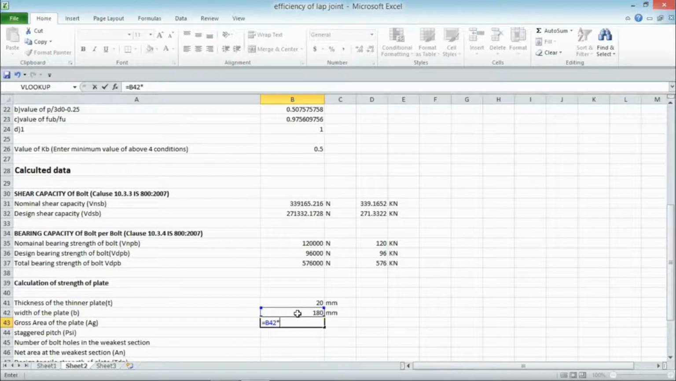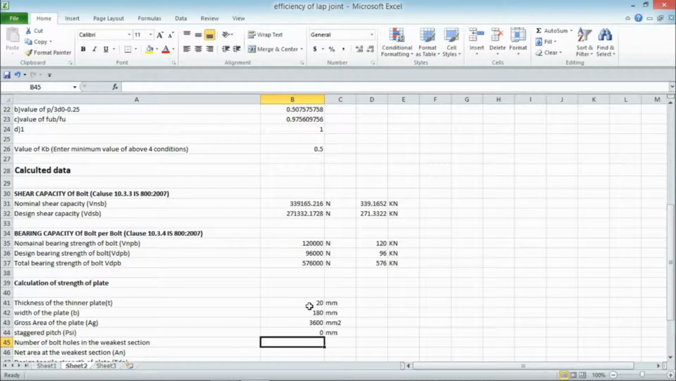In order to calculate the strength of the plate, we will need to enter the values of the parameters of the plate, that is thickness of the plate T is taken as 20 mm, width of the plate is taken as 180 mm. Then we will calculate gross area as B into D, that is 3600 mm². Then after calculating gross area, staggered pitch PSI. Here in the given problem, the bolts are in a straight line without any staggered pitch. Therefore, staggered pitch PSI is taken as 0.